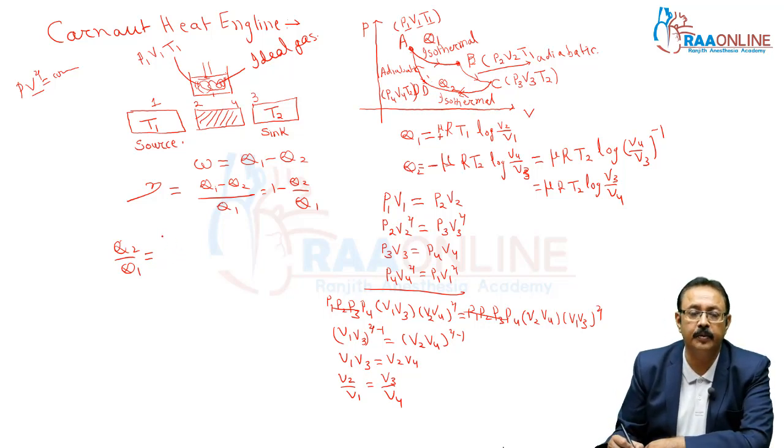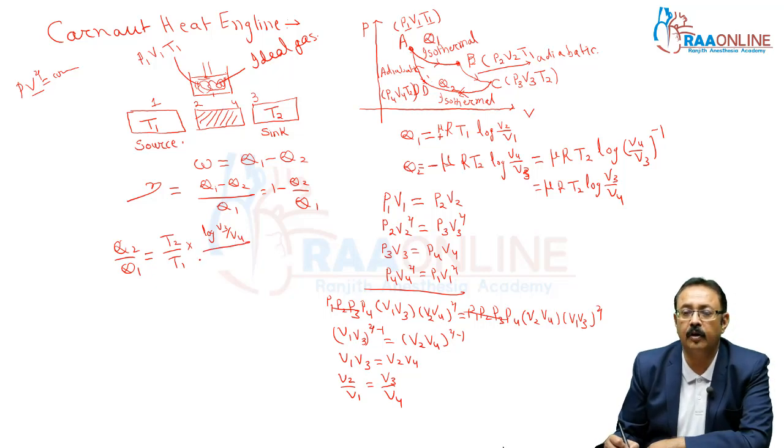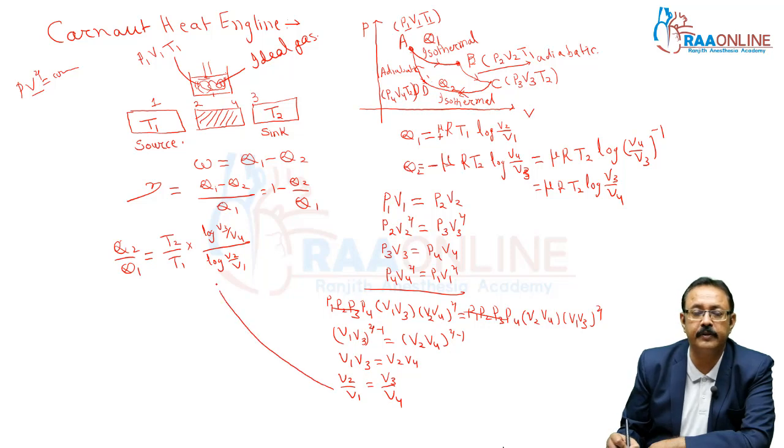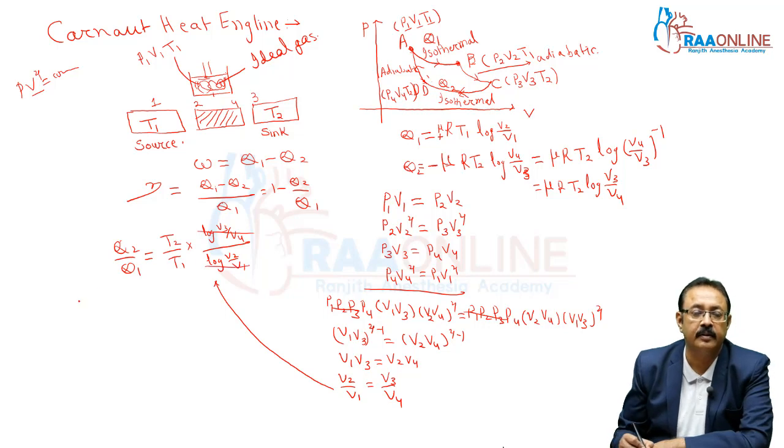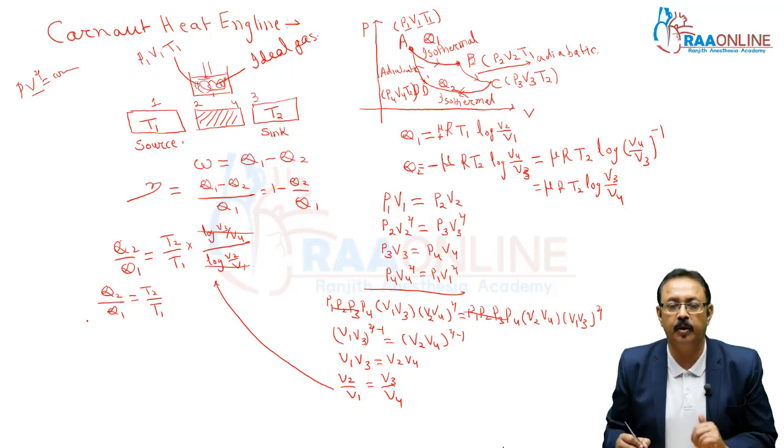Mu R will be cancelled out. T2 upon T1 into log. In Q2 it was log V3 upon V4, and in Q1 it was log V2 upon V1. But we know that V2 upon V1 and V3 upon V4 are equal, so they will cancel out. So what we are getting? Q2 upon Q1 is equal to T2 upon T1.